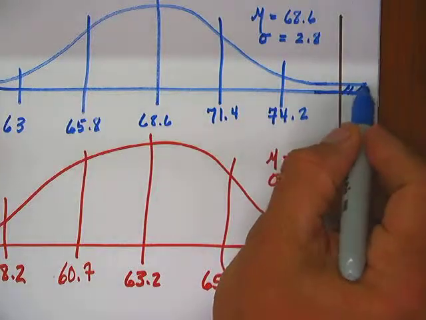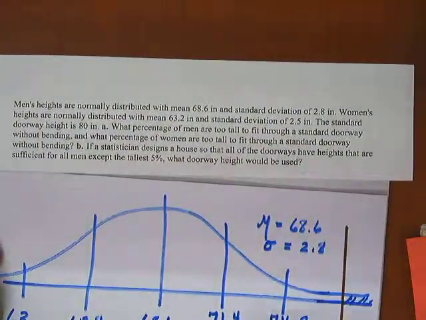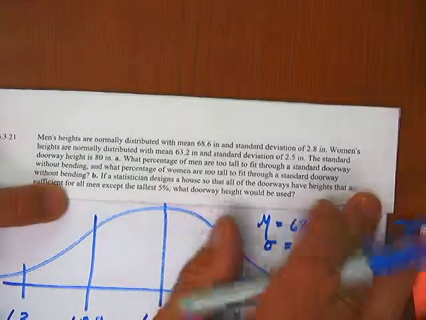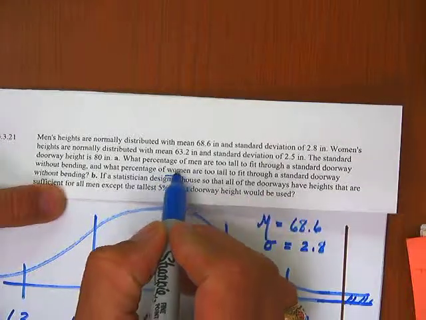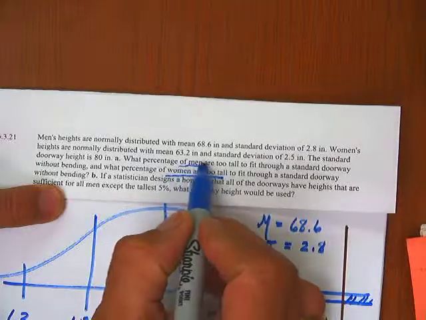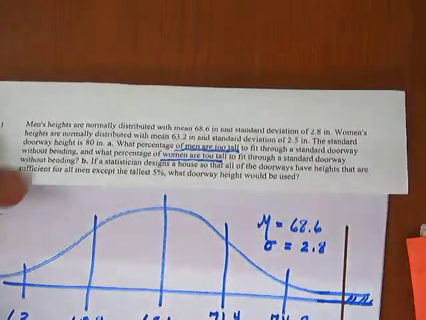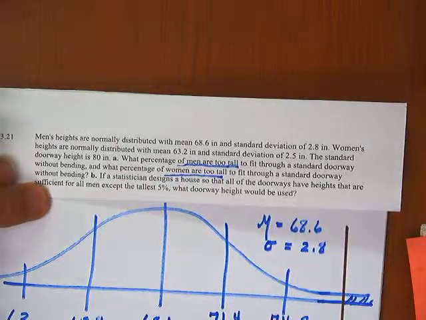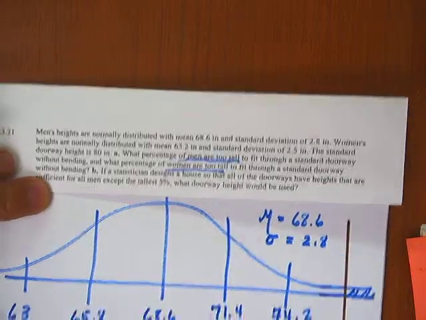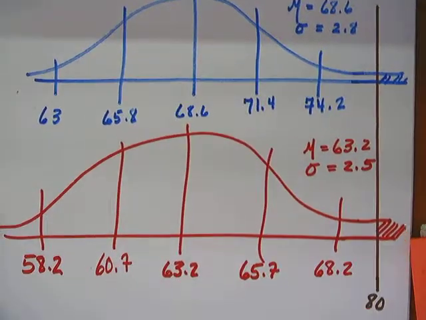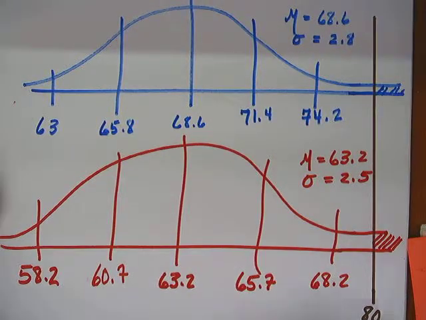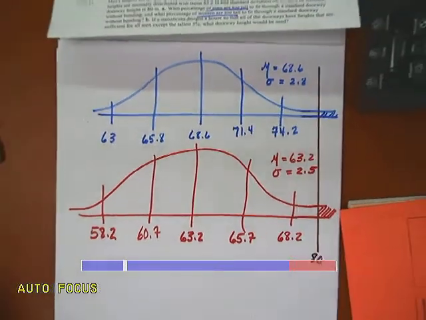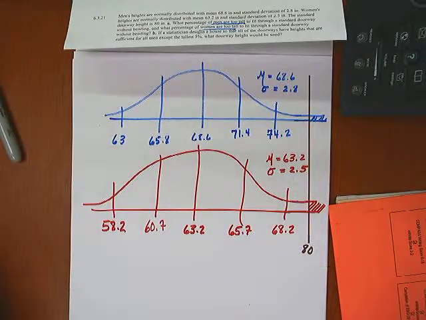And we're looking for this percentage because the question states, and I'll go back to the question right here, women that are too tall and men that are too tall. Well, men and women that are too tall are greater than 80. Okay, they're greater than 80. So that would be this area right here. Now, I'm going to zoom out and finish the problem and show you how we get that number, because we don't have 80 in the table.